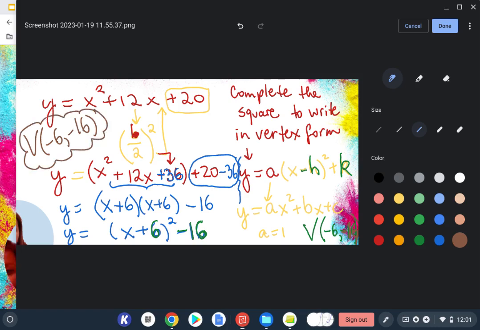That is the strength of the vertex form. We complete the square to write an equation that was previously in standard form in vertex form to easily see the vertex. I hope it helped and you loved this.